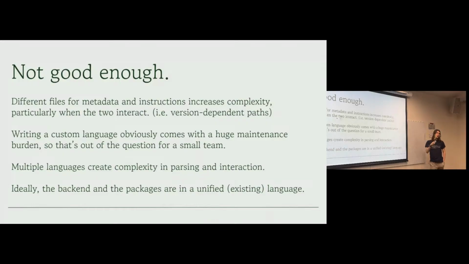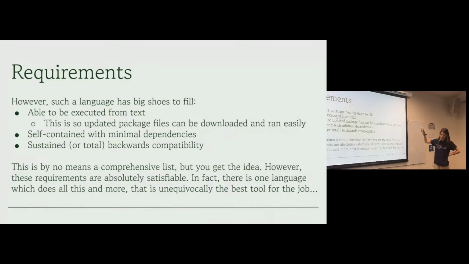And then note that languages are a lot like partners. Initially, it might seem like a great idea to have 2 or 3 or 4 of them, but it does actually get pretty complex with their interaction. So ideally, your backend and your packages are in a unified, existing language, so one that you didn't make up, like Nim or Nix language. But such a language needs to be able to do quite a few things.